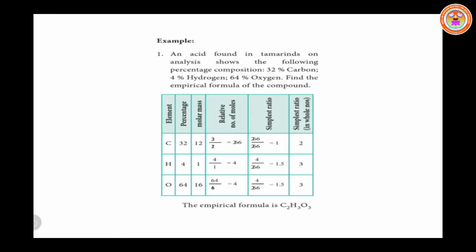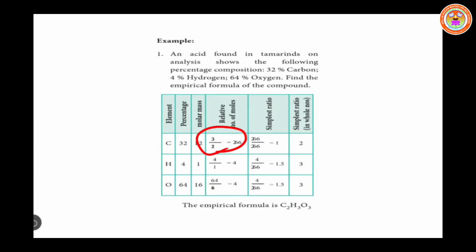So first we substitute the percentage of carbon. The percentage of carbon is 32. Then its atomic mass is 12. Now we can calculate the relative number of moles of carbon. Here it is the percentage divided by its atomic mass. So here the percentage is 32, children, 32 divided by 12, which is equal to 2.66. If you divide 32 by 12, the value will be 2.66.